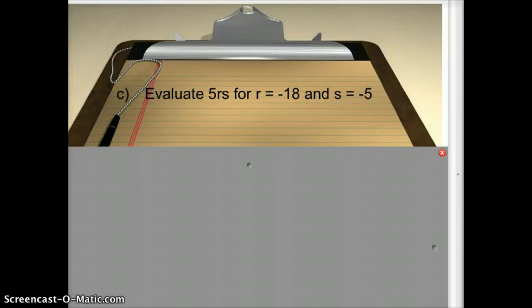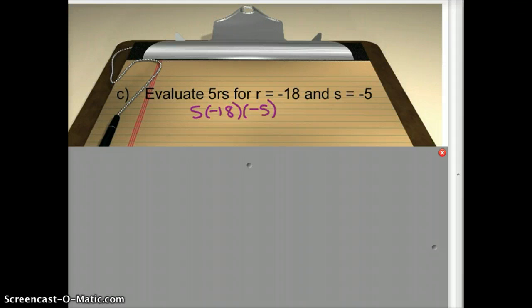All right, so this time we're going to do the same concept, but we have 3 numbers that we're multiplying, and we have to put in negative 18, substitute it in for r, and substitute negative 5 for s. So we have 5 times negative 18 times negative 5. Okay, multiplying, I can multiply in any order. I'm just going to go from left to right.